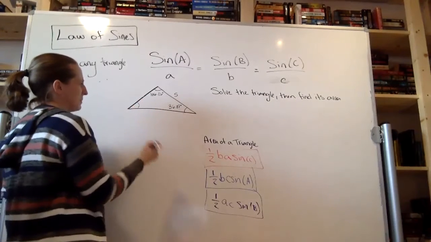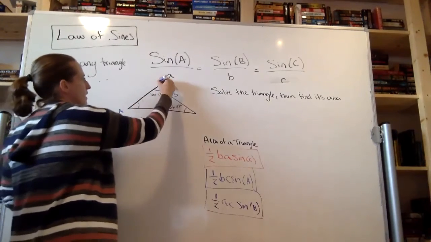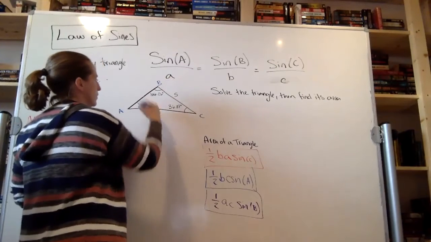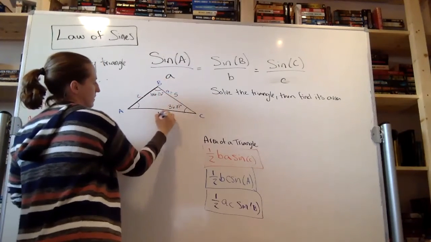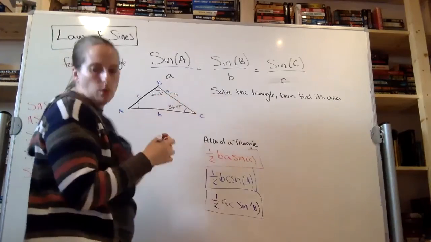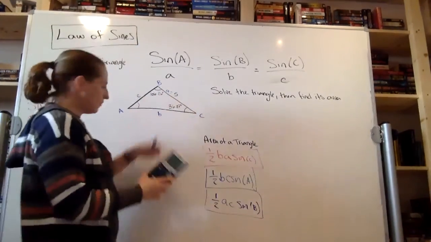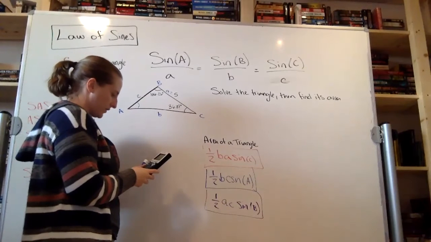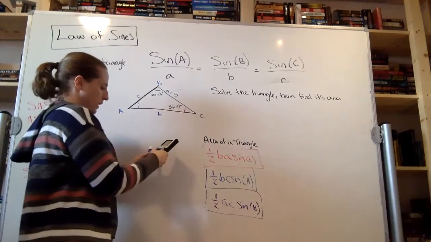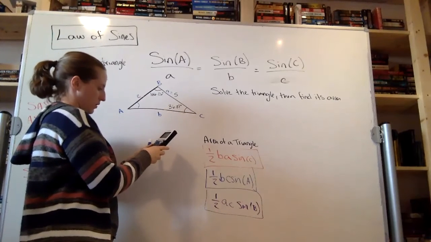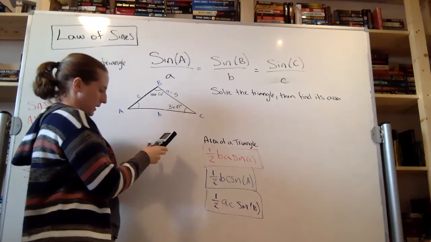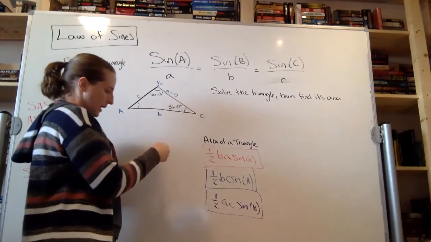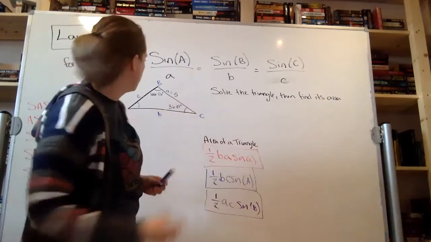I probably should put some labels on here, huh? Let's call this A, B, and C, which makes this side C, this side A, and this side B. We can solve for angle A using the fact that the angles of a triangle sum to 180. I'm going to do 180 minus 106.26 minus 36.87. And I get 36.87.